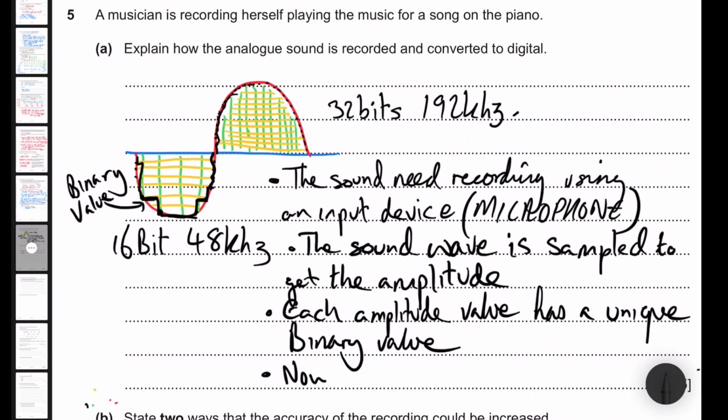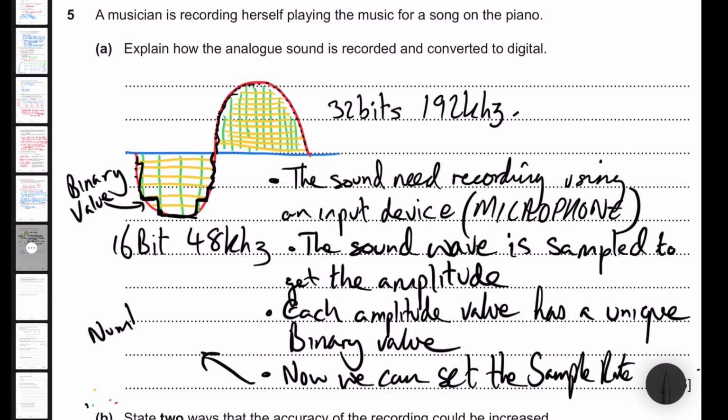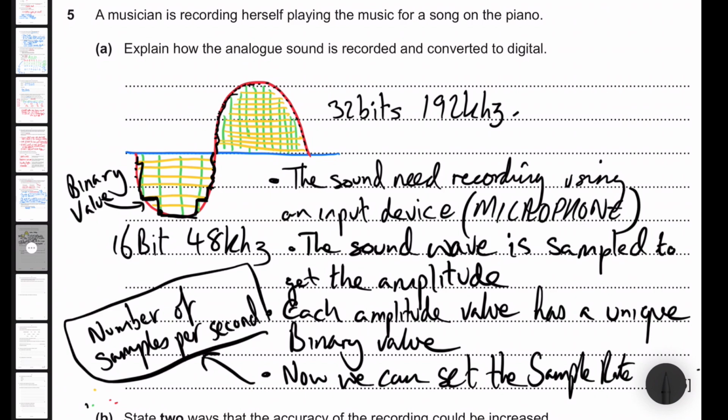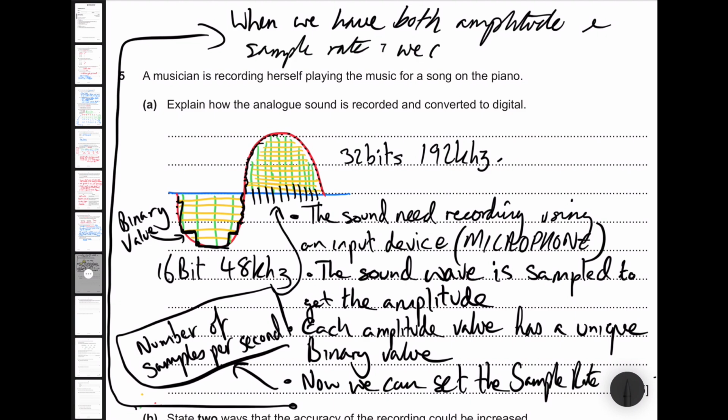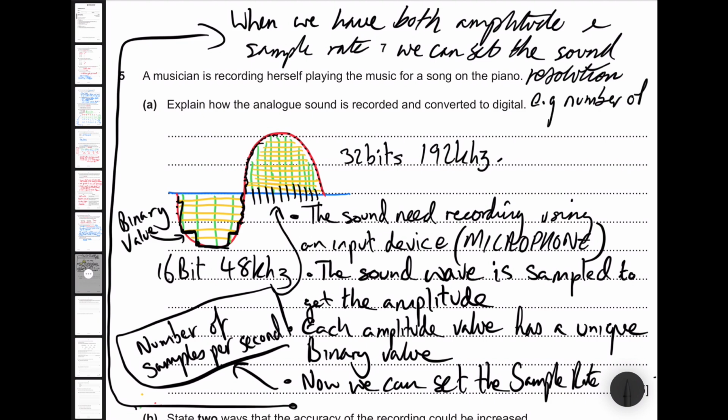Now we can set the sample rate, the number of samples per second. A bit complicated, this. When we have both amplitude and sample rate, we can set the sound resolution, for example the number of bits, with each sample converted to binary.